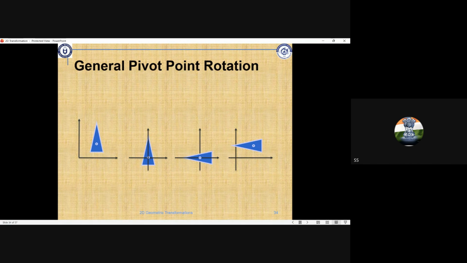Why can't we do it without translation, sir? We don't have any formula about the pivot point. We first have to translate to the origin. We don't have any translation matrix for it. So it is necessary to translate to the origin first.